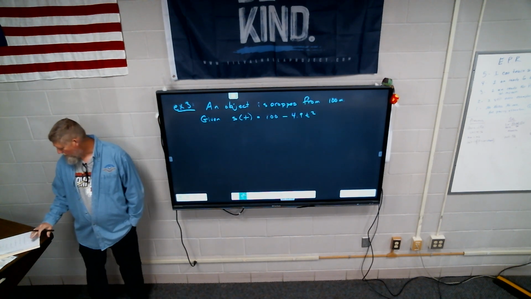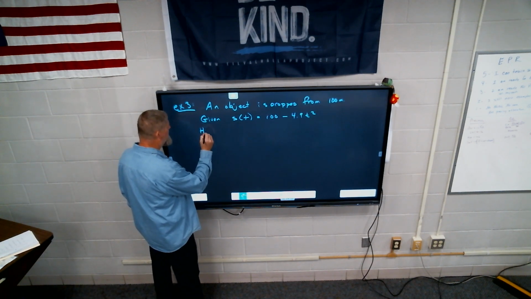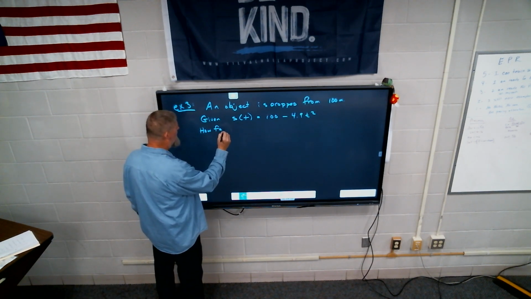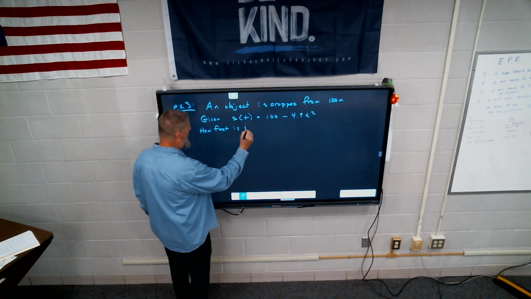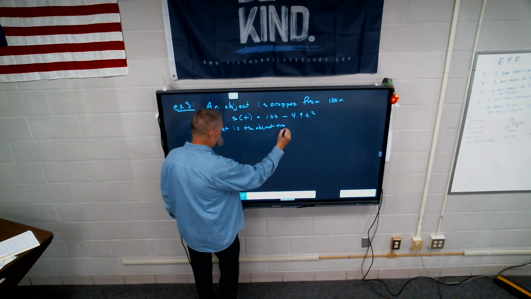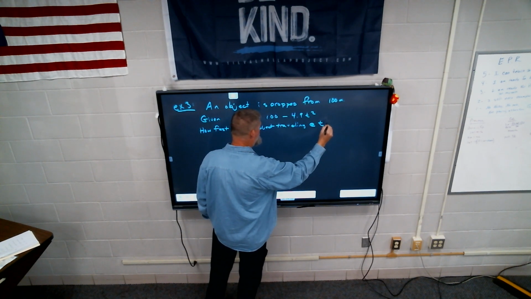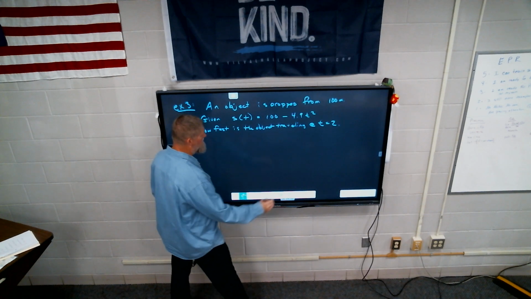And then it says, how fast is the object traveling at t equals 2 seconds?